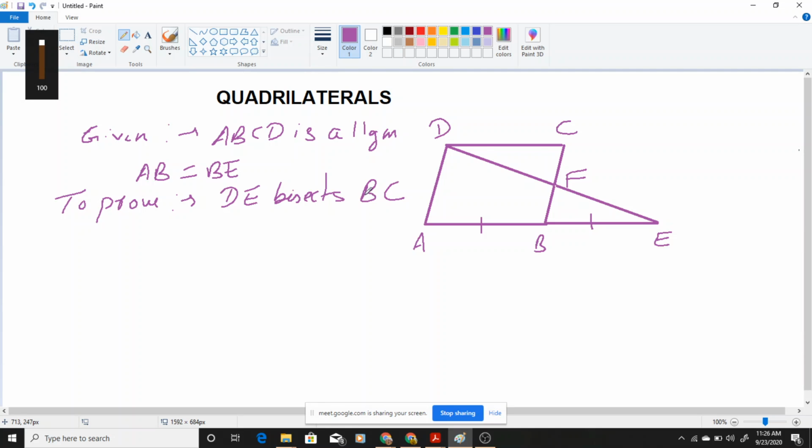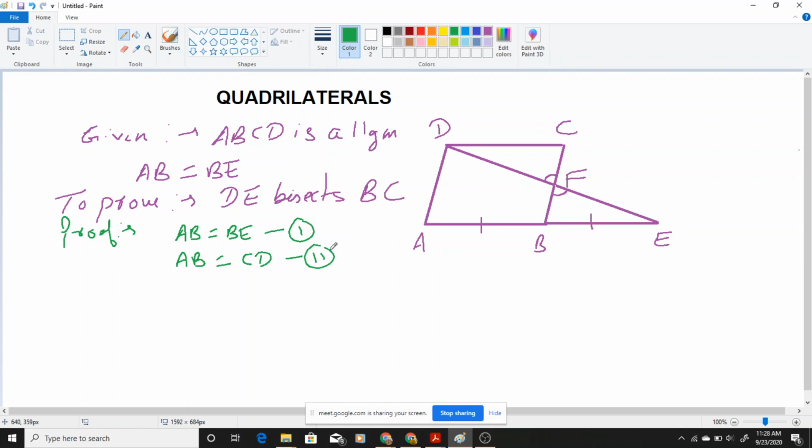Just see how we are going to solve this question. Look at this carefully. When we will be writing the proof part, just see one thing. This AB side and this BE side are given equal. AB equal to BE. It is given to us. So first equation I will be taking is the given statement. Then this AB side is equal to CD, that is the second equation I will be taking, because they are opposite sides.